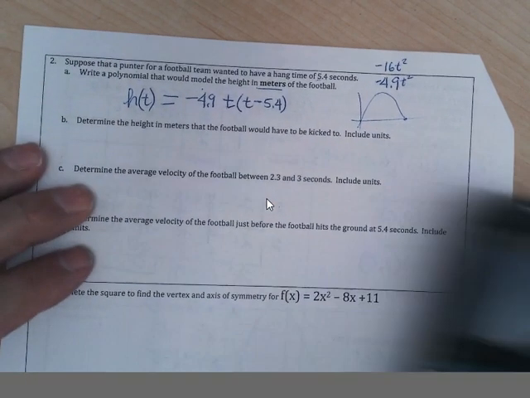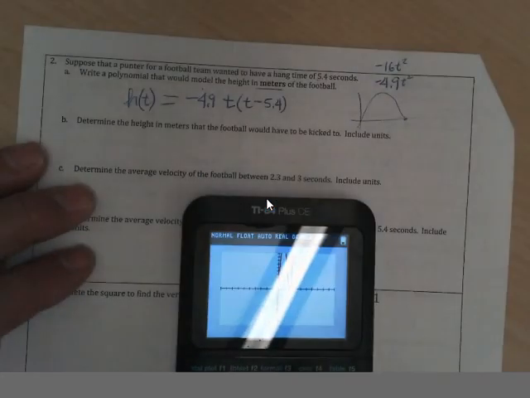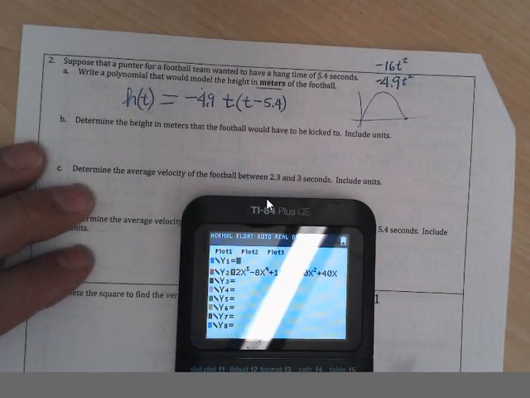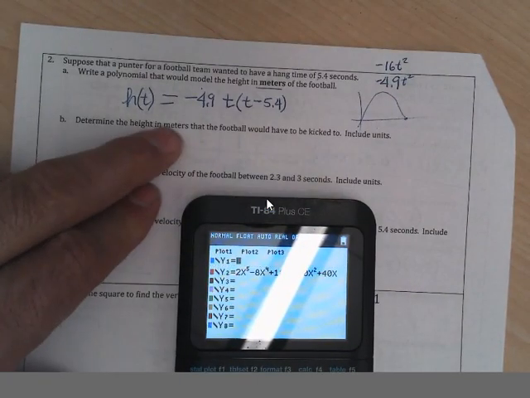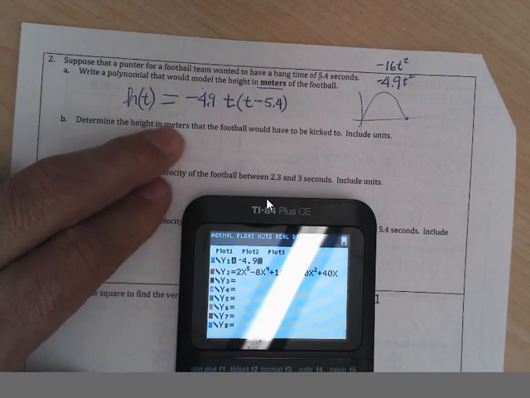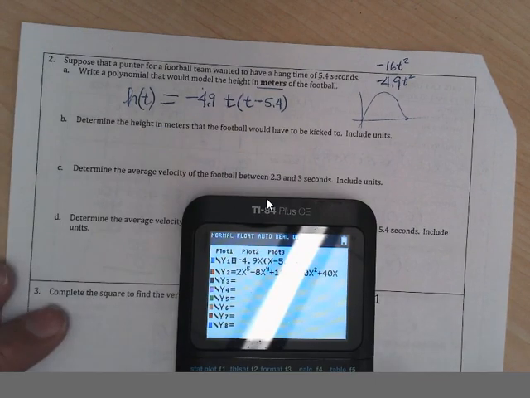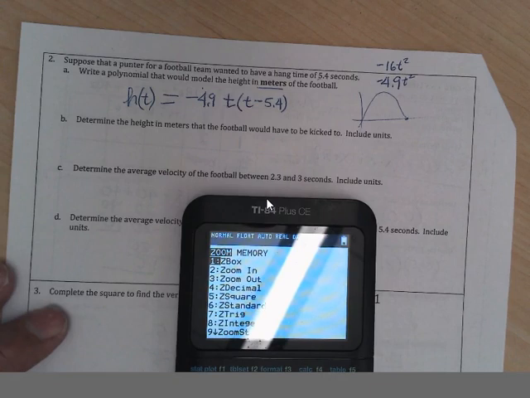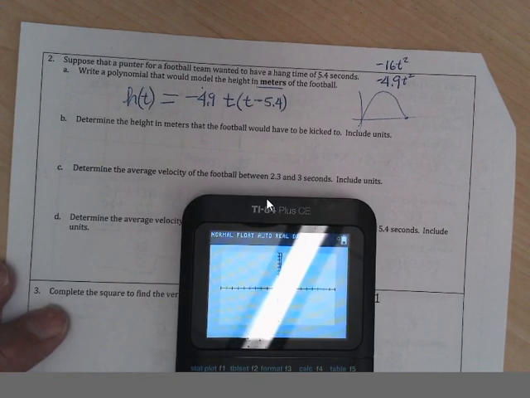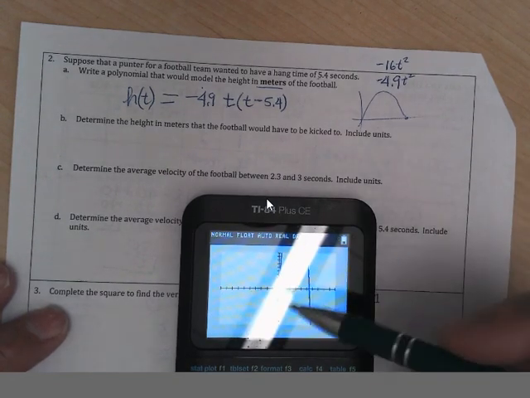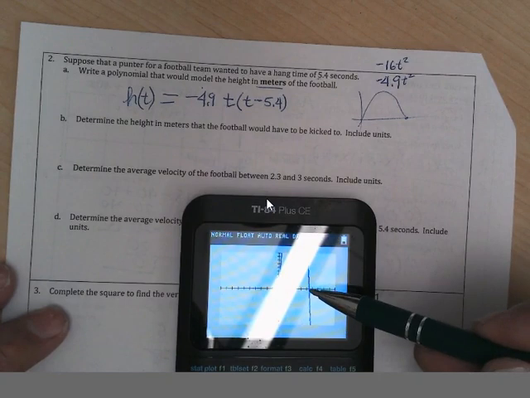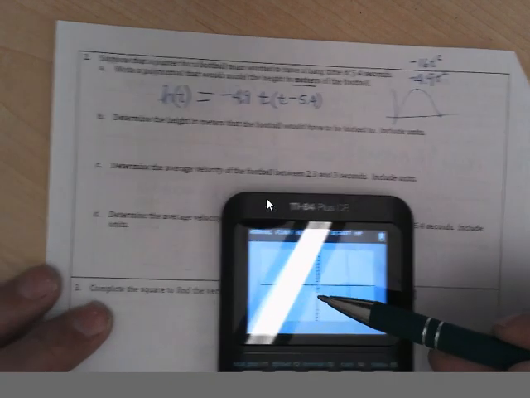So, if I type that in, turn that one off, come up here and type in negative 4.9 x parenthesis x minus 5.4 close parenthesis, and go zoom 6. I see it go up and come down. And it should be at 0 and at 5.4, and it looks about right.